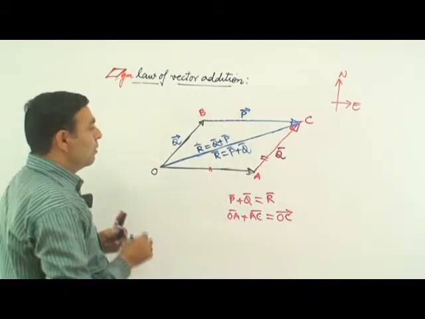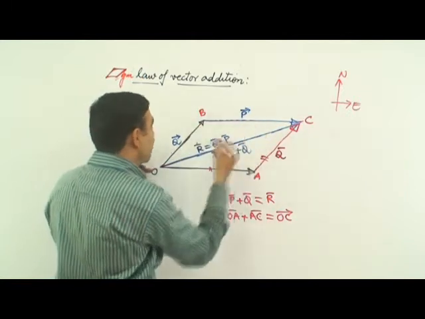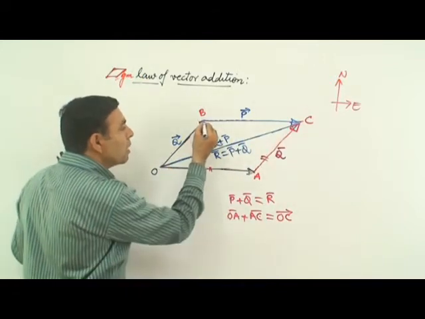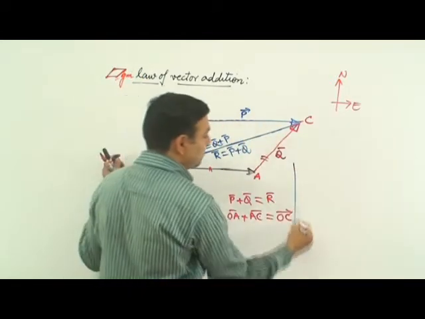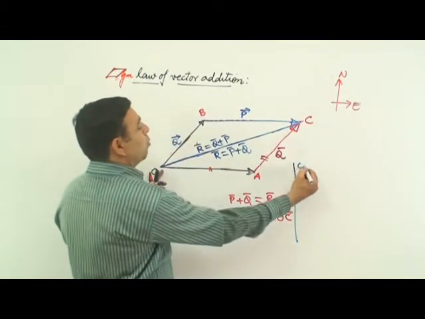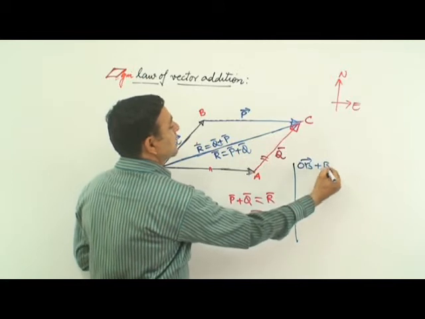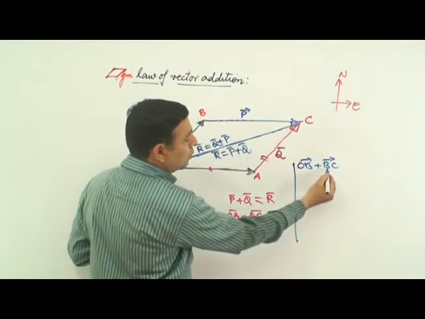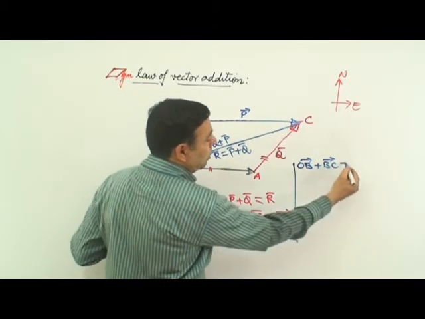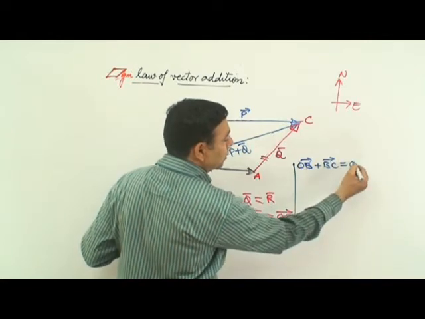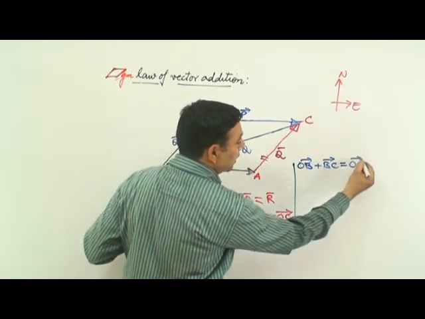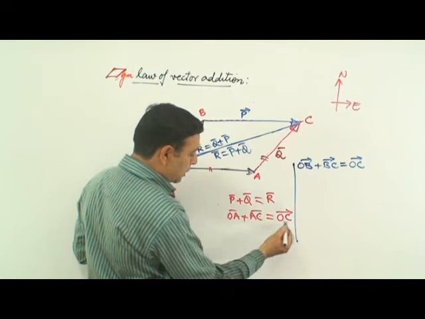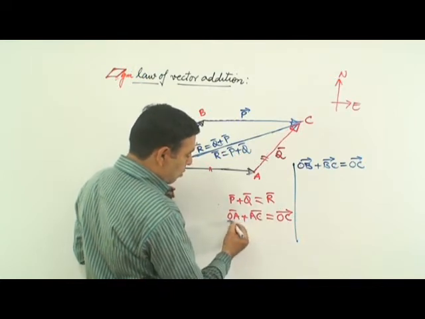Fine. I'm just translating P now, shifting it parallel to itself without changing magnitude and direction. Now I'll add Q and then P. I mean instead of adding OA and then AC, let me now add OB and then BC. What happens? Let us see. OB plus BC. See, the second vector should start where the first vector ends. And whatever the resultant, the tail of the first vector is the tail of the resultant, and the head of the second vector is the head of the resultant. Once again you get OC. I mean OA plus AC is also OC. OA, AC, OC. Fine, finally the result.